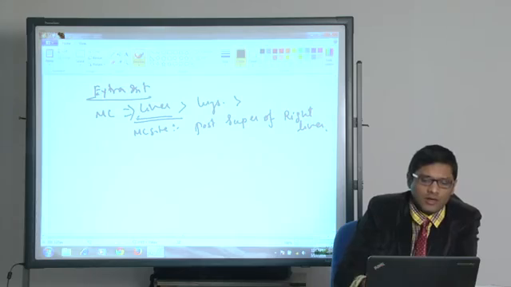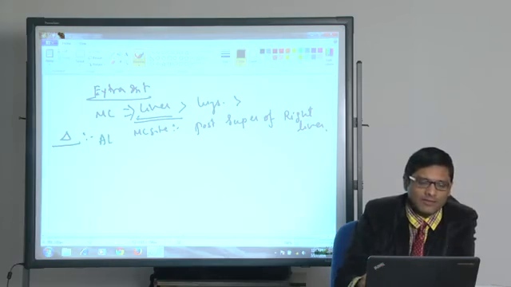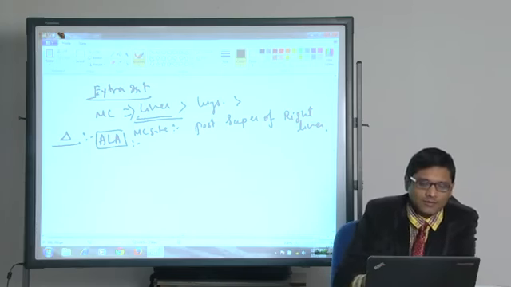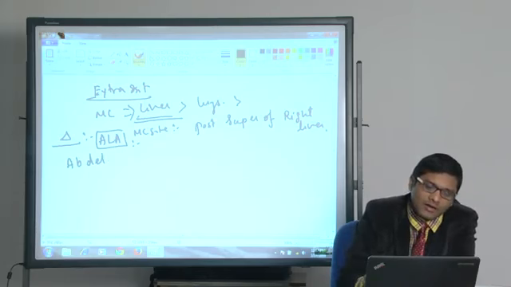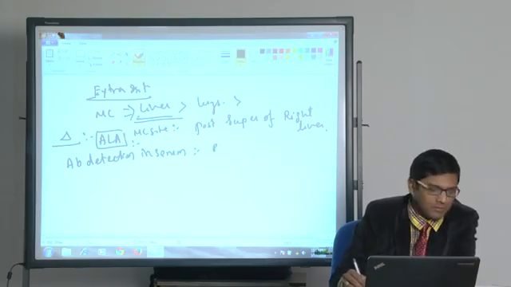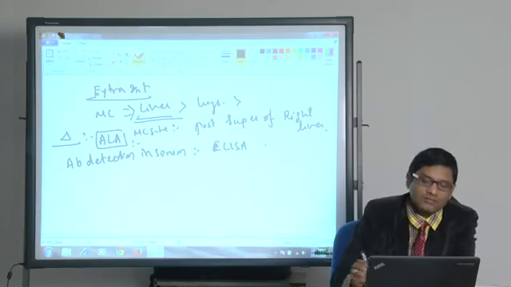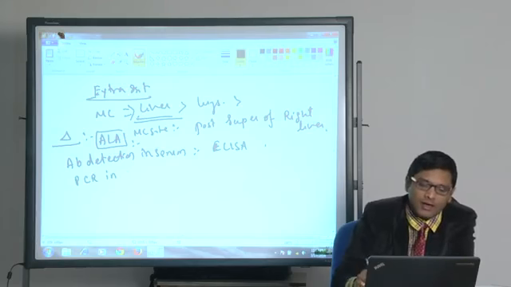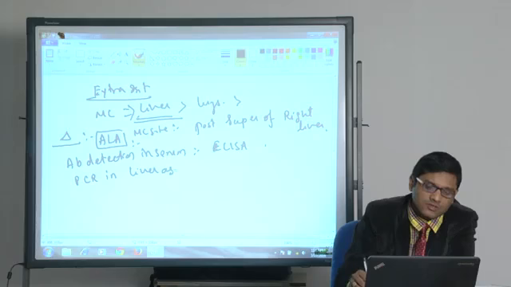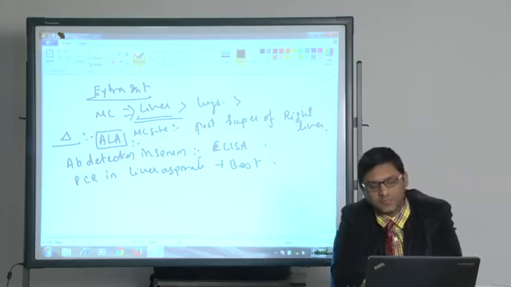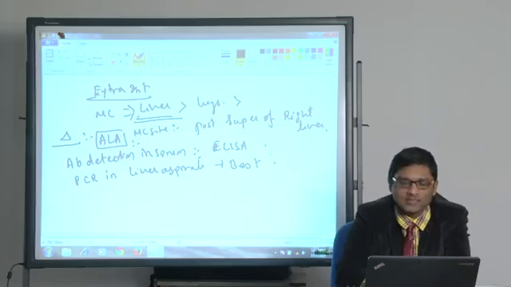So how to diagnose extraintestinal amoebiasis, especially amoebic liver abscess? Amoebic liver abscess is diagnosed mainly by antibody detection in serum, by ELISA and other methods used to detect antibodies in serum. Of course, PCR in liver aspirate is the best method, PCR using specific primers to detect Entamoeba histolytica genes in the liver aspirate.